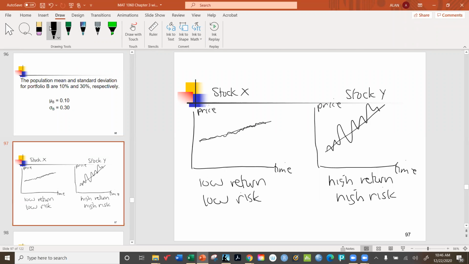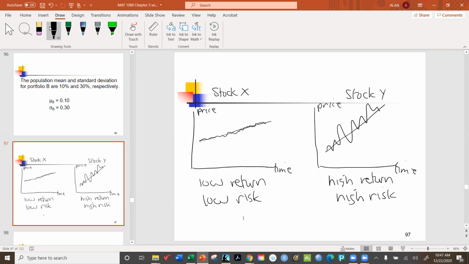And so you have to pick the one that makes sense for you. Now, if you really hate risk, you might want to buy the one on the left. Let's say you're already retired and you don't really want to take on a lot of risk. You might buy Stock X. If you're young and you've got plenty of time to recover from losses, you might buy Stock Y because the upside potential is higher. So the risk here, now remember, the risk can be measured by standard deviation.